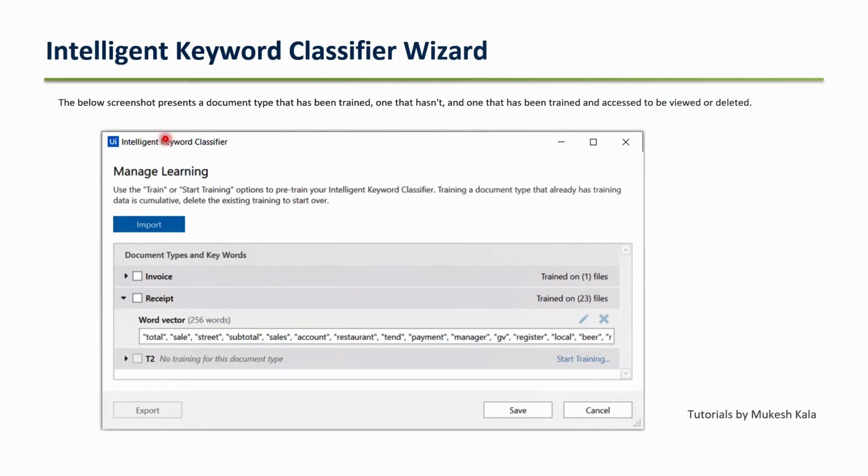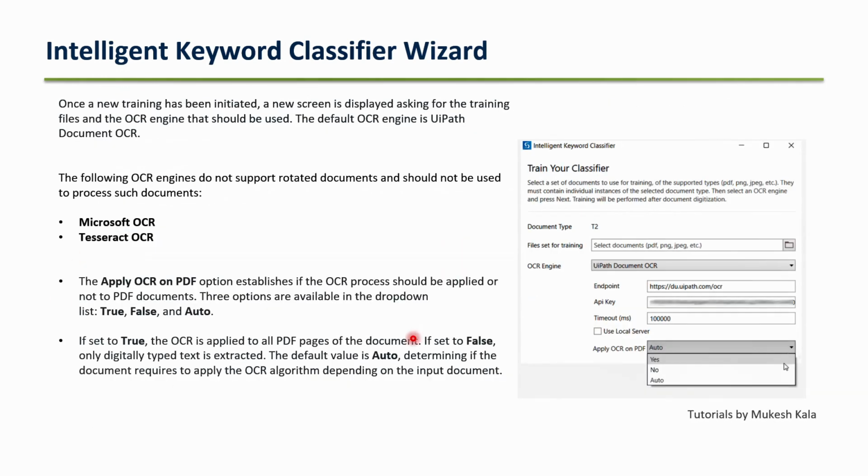This we have already seen with the intelligent keyword classifier widget, you just have to upload the file and click on the save button, right? Now this screen pops up as soon as you upload the file. Here you might have seen I talked a little bit about apply OCR on PDF. The second setting which is available for you is the OCR. So you can change the OCR engine from here. By default it is working on the UiPath Document OCR. In case you want to change it, you have the option to change the OCR engine directly here as well. This API key and the endpoint are predefined, populated by UiPath for you.